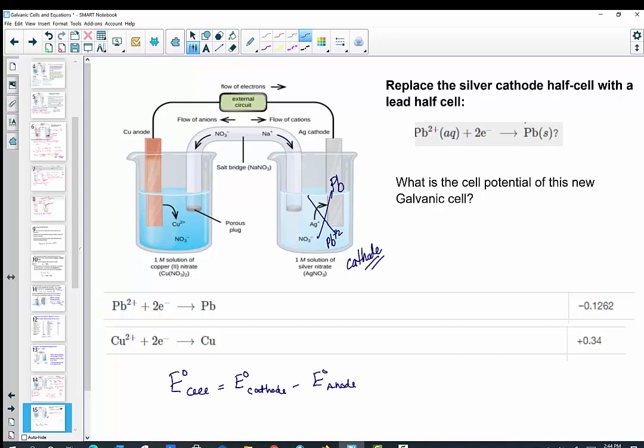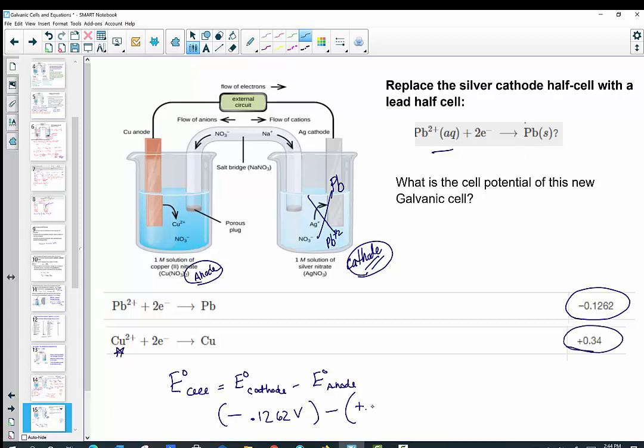The cathode is the site of reduction. The anode is the site of oxidation. So cathode first, that would be the lead. It has a value of negative 0.1262 volts, minus the oxidation, that's what's happening at the copper. From the chart, it has a value of positive 0.34. What is the Ecell, the standard voltage of this battery? I'll hit it with you. Negative 0.1262 minus a positive 0.34.